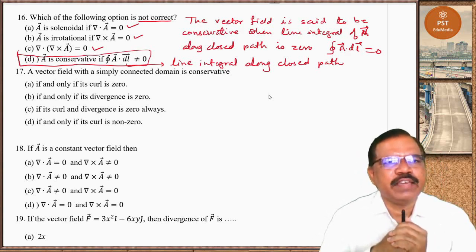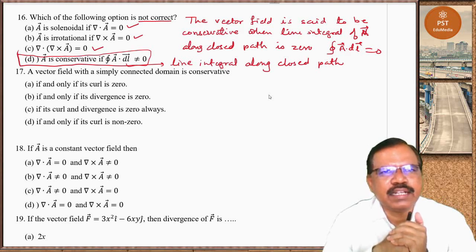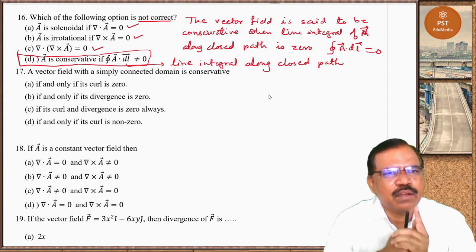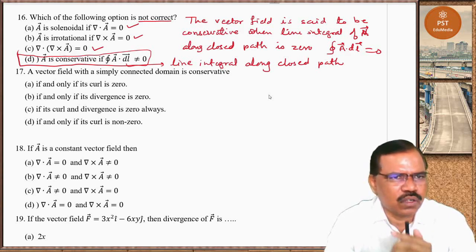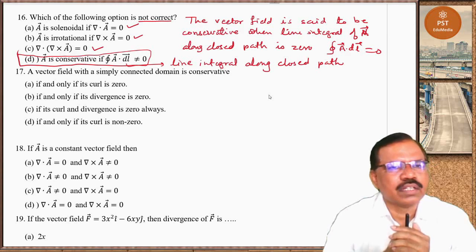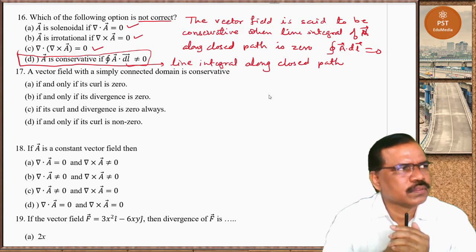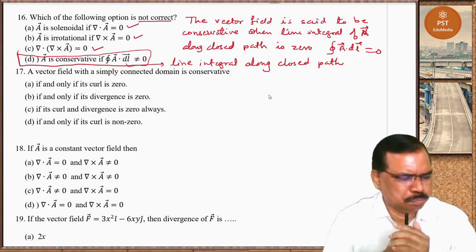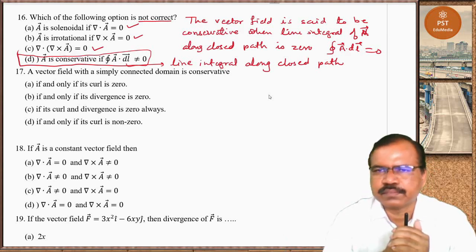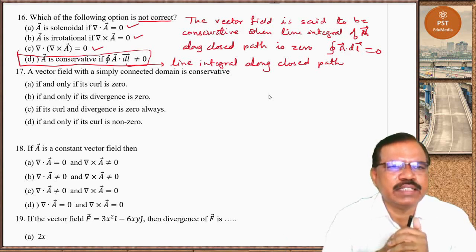Now, a vector field with a simply connected domain is conservative. First one: if and only if its curl is 0. Second: if and only if its divergence is 0. Third: if its curl and divergence are 0. Fourth: if and only if its curl is not 0. Curl is non-zero. So which one is correct?